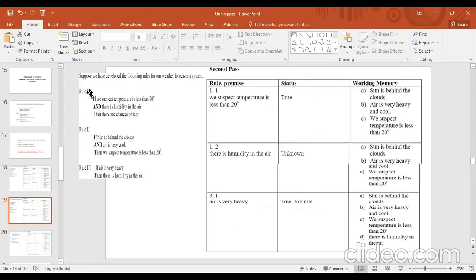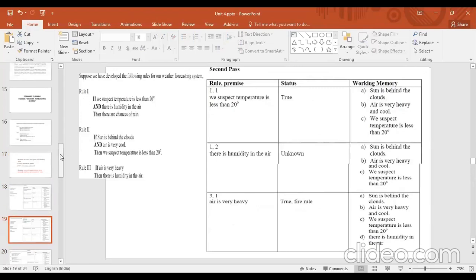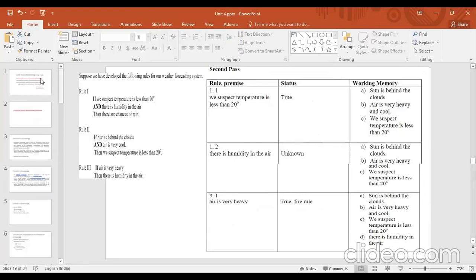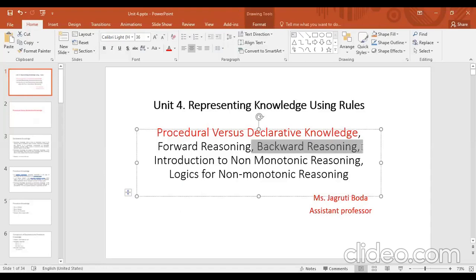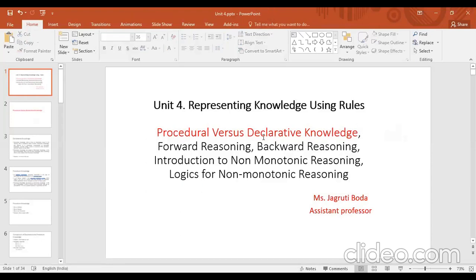Okay. Now in the next lecture we will see how we can use backward chaining, because you are confused between the two things. So in today's lecture we came to this point. We covered these three topics, that is, procedural versus declarative knowledge and forward reasoning. In the next lecture we will see one example of backward reasoning, only in this example for weather forecasting, so that you have it clear. Okay.